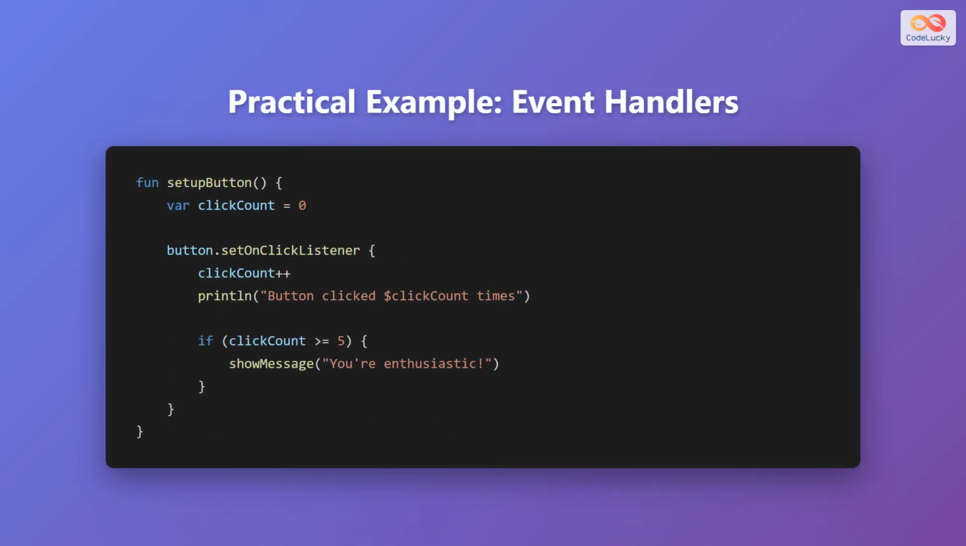Closures are extremely useful in real-world scenarios like event handlers. Here we set up a button click listener that tracks how many times the button has been clicked. The click count variable is captured by the Lambda. Every time the button is clicked, the counter increases and displays the total number of clicks. If the user clicks 5 or more times, a special message appears. This demonstrates how closures let you maintain state across multiple invocations.